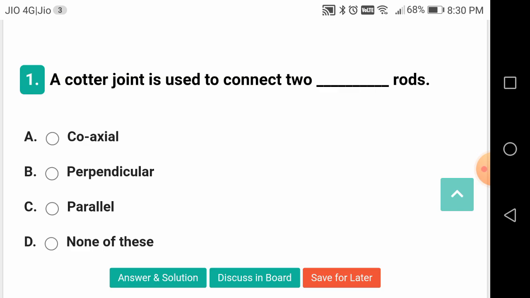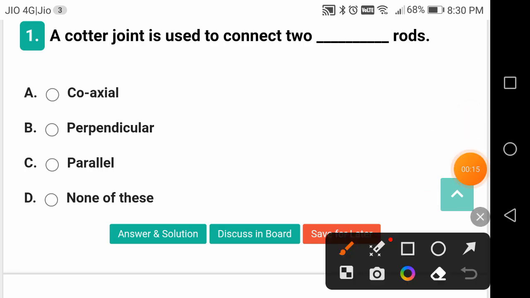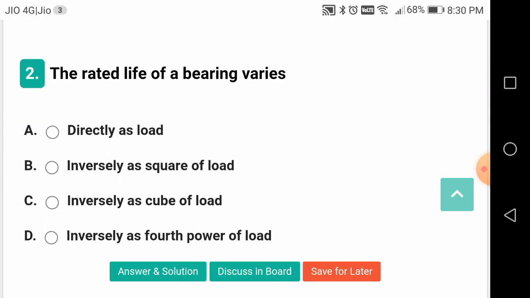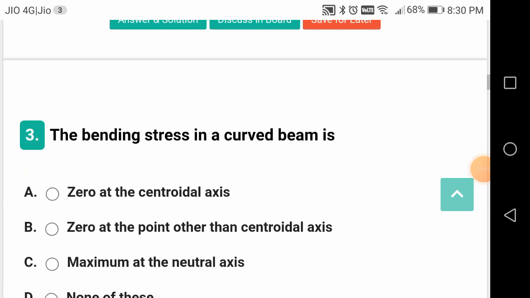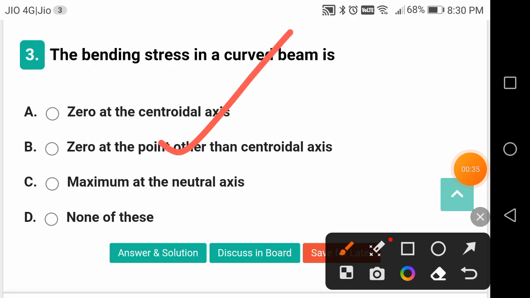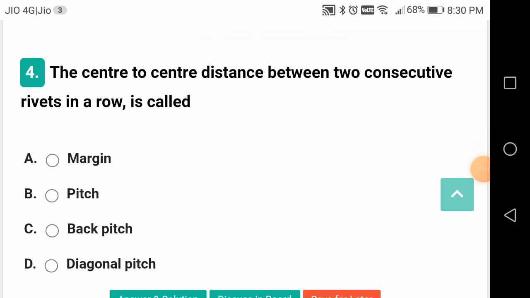A cotter joint is used to connect two coaxial rods. The rated life of a bearing varies inversely as the cube of the load. The bending stress in a curved beam is zero at a point other than the centroidal axis. The center to center distance between two consecutive rivets in a row is called pitch.